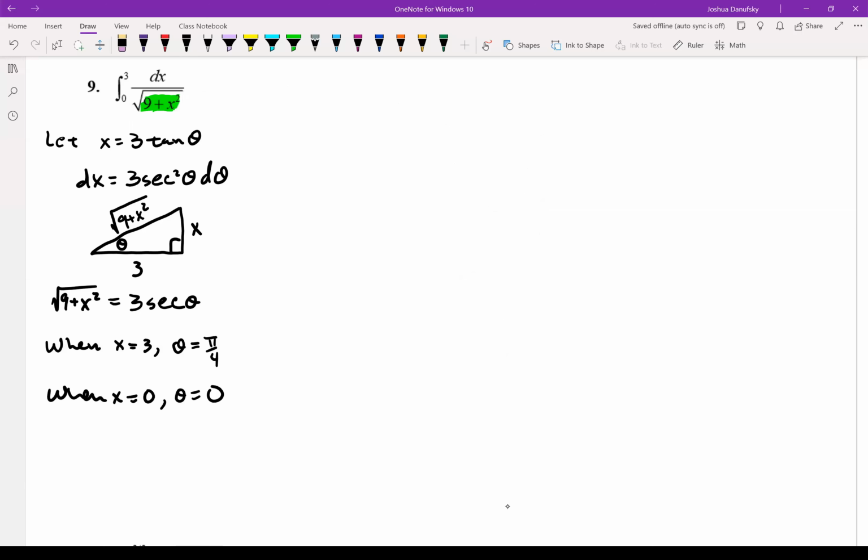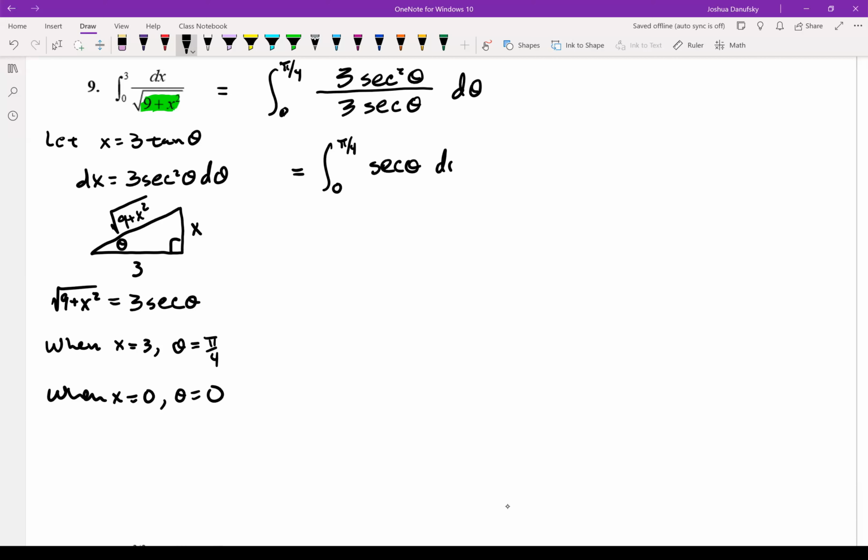And now we're ready to rewrite our integral. So we're going to have the integral from 0 to pi over 4. In the numerator, dx becomes 3 secant squared theta d theta. And in the denominator, our square root of 9 plus x squared becomes 3 secant theta. Simplifying, we just need to integrate from 0 to pi over 4, secant theta d theta. This is a memorized basic integration formula.